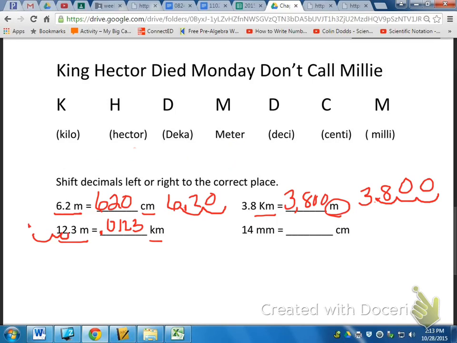Last one. I'm at 14 millimeters. I'm right here. And I want to convert to centimeters. 1 place left. On the number 14, the decimal is here on the far right. When you don't see it, I move it 1 place left. 1.4 centimeters. But you've got to know King Hector died Monday, don't call Millie, and use the first letter in front of each of those words for it to work.